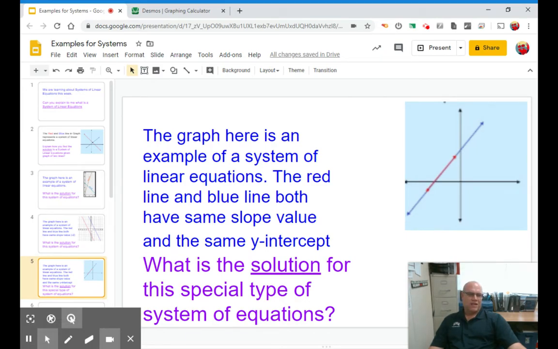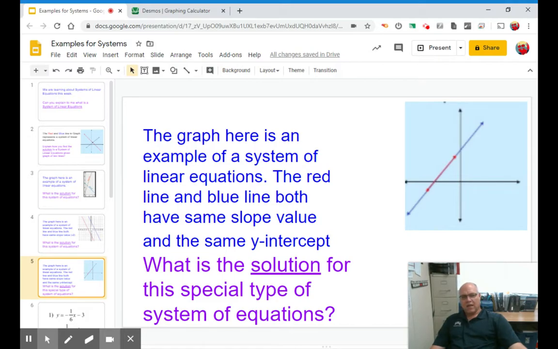All right, I hope you said infinite solutions, right? Because no matter where I go on the blue line, point, it shares, the red line also has that point. It intersects there, right? Every point intersects with each other. So in this case, it is an infinite number of solutions.